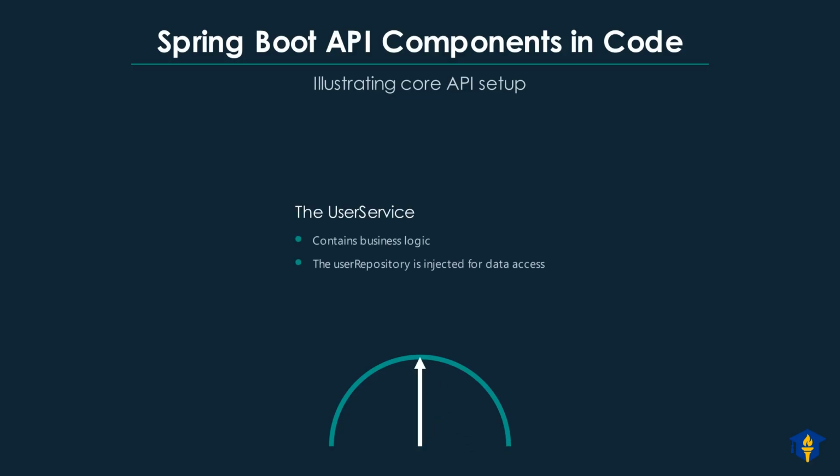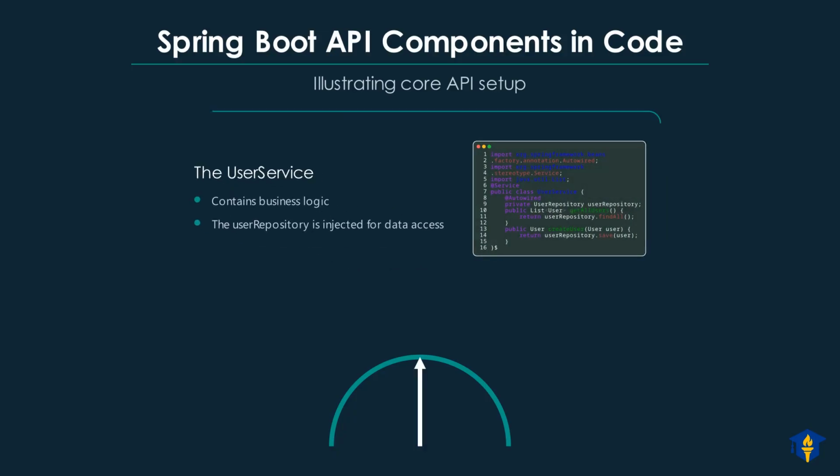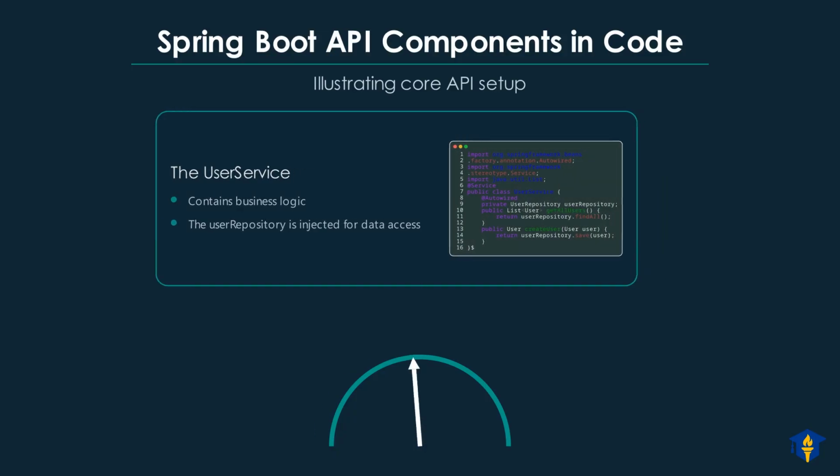Now, let's look at the user service, where our application's business logic resides. This service holds the business logic, injecting the user repository for efficient data access. This user service class shows methods for retrieving all users and creating new ones.